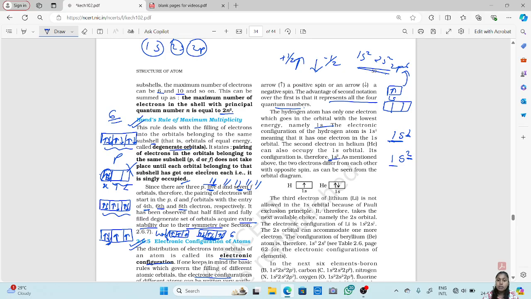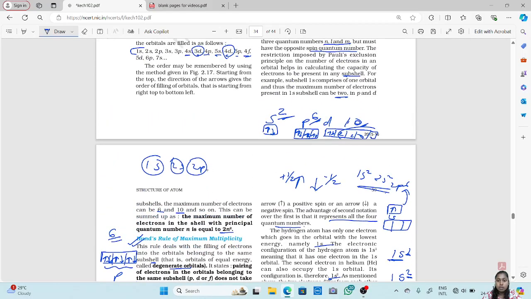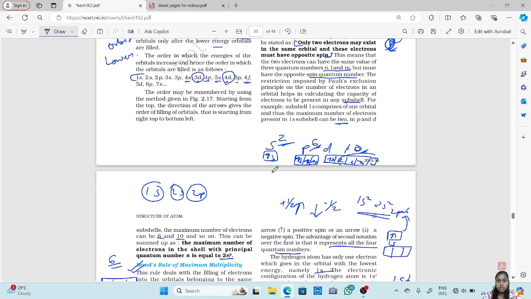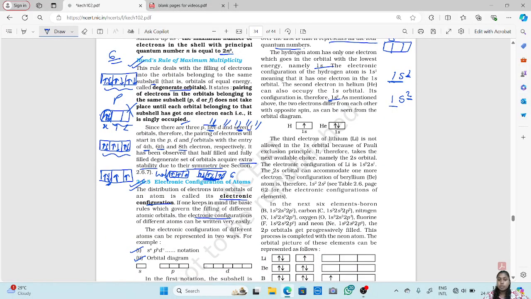As mentioned above, the electrons differ from each other with opposite spin, as can be seen from the orbital diagram. So in 1s1, the arrow will be a positive arrow, and in helium, since there are two electrons, one will be positive, one will be negative. This is what Hund's rule had said. And not only Hund's rule, Pauli's exclusion principle also says the same thing. Pauli's exclusion principle says that an orbital can have two electrons only when they are in opposite spin. So this is what they mean by opposite spin.